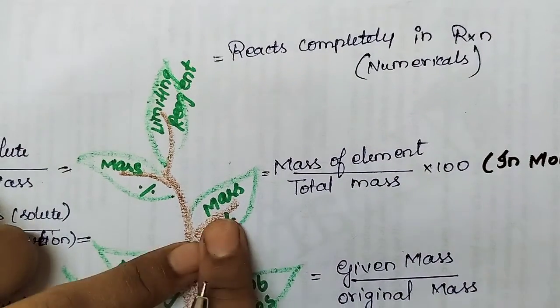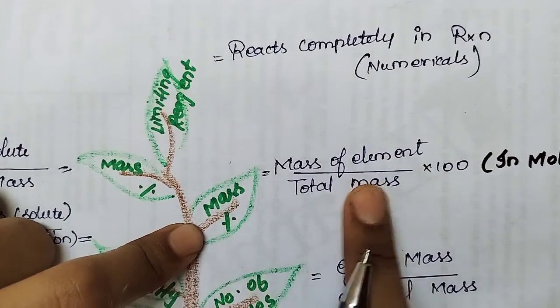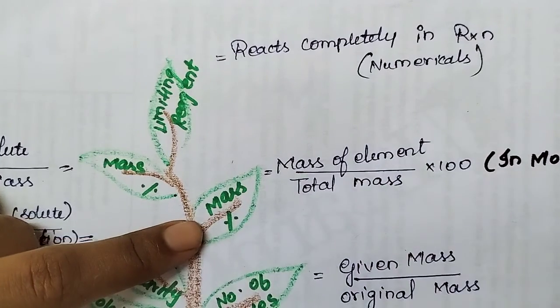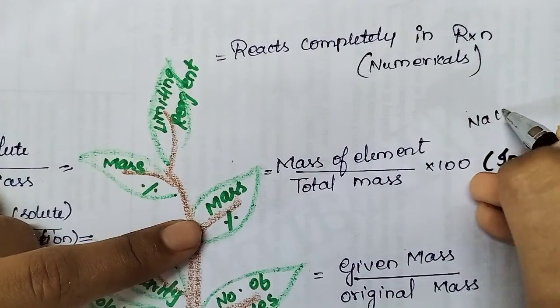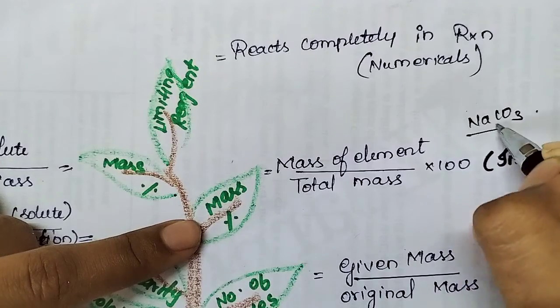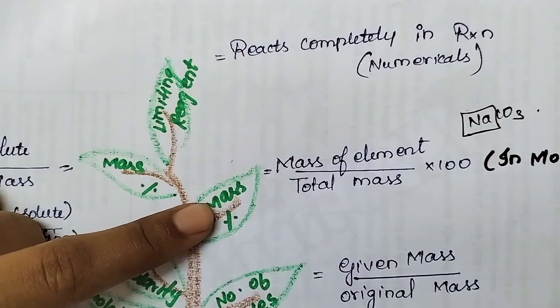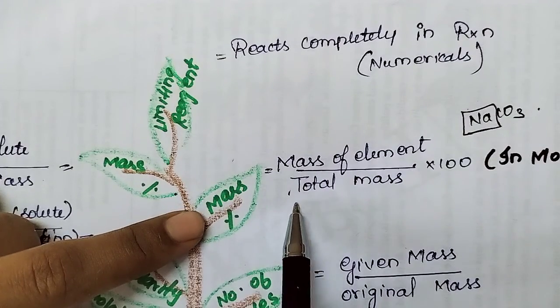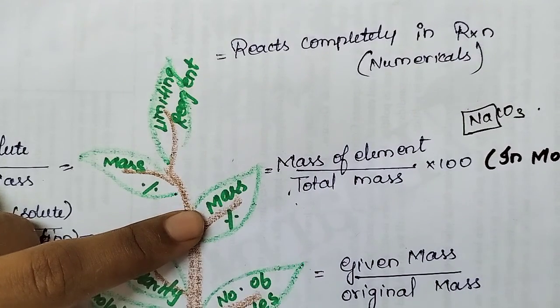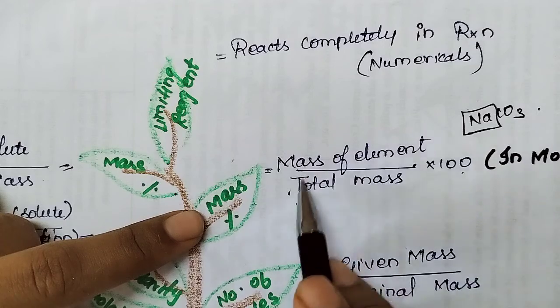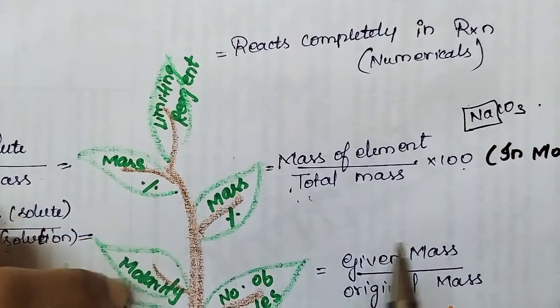Number of moles we have seen. The next leaf belongs to mass percentage in a given compound. For example, sodium carbonate. Find the percentage composition of sodium. Then this formula will be used: mass of element by total mass into 100. This is the mass percentage.